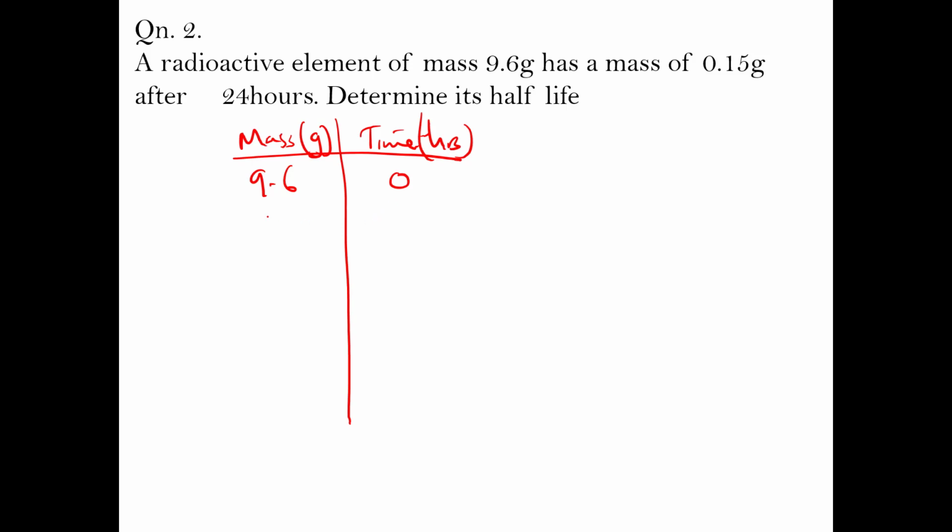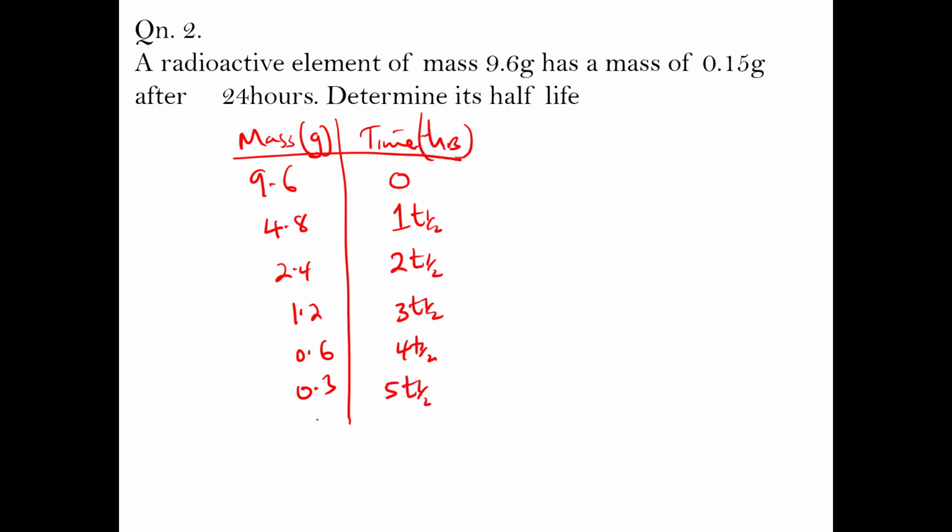So after one half-life, we shall have this divided by 2, which gives us 4.8. After another half-life, we shall get this 4.8 divided by 2, get 2.4. After another half-life, we shall have this 2.4 divided by 2, get 1.2. Then 0.6, then 0.3, and you go on doing the same. Then 0.15, the final one, you end there.